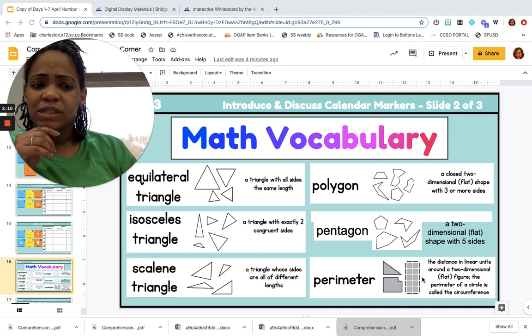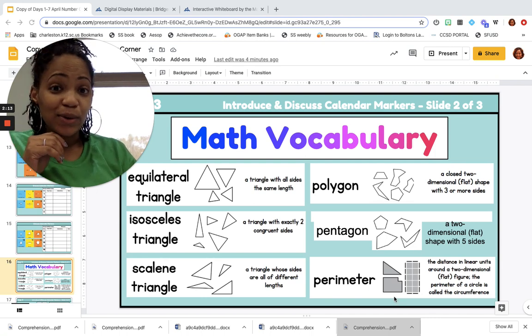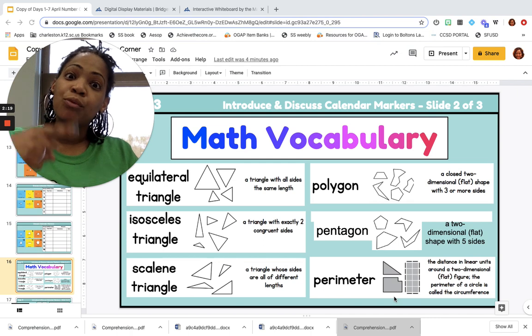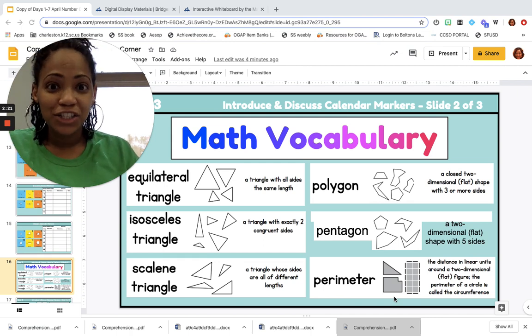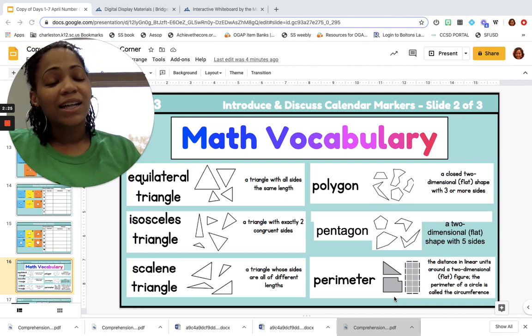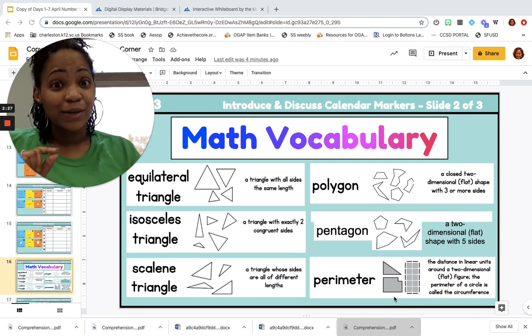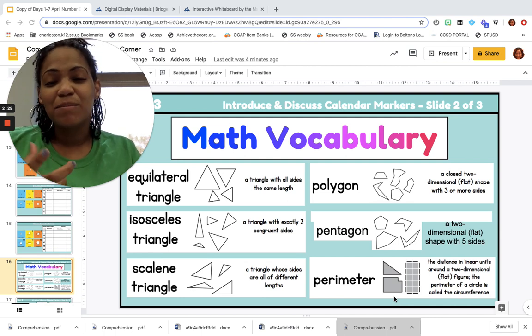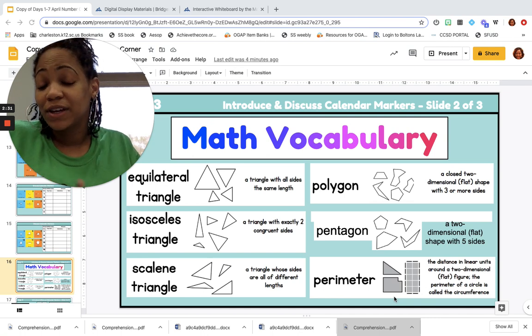But we're going to focus a lot on perimeter. So, what is perimeter? Yeah, it's the distance around the shape. And you have to add up all the sides in order to do so, unless it's a regular polygon, which means all the sides are the same, and maybe you can use a multiplication equation to figure it out.